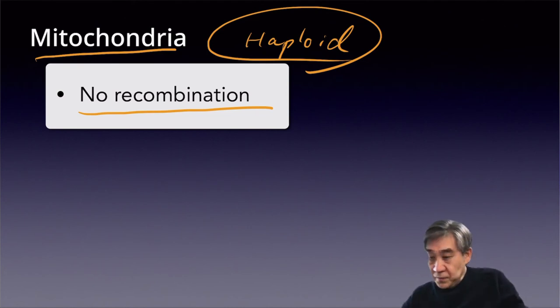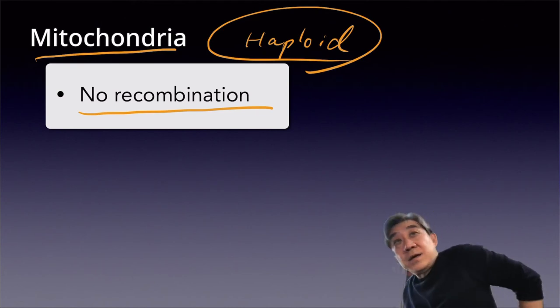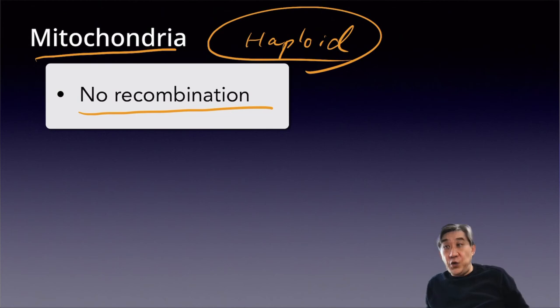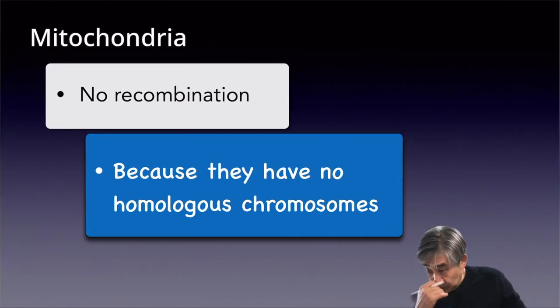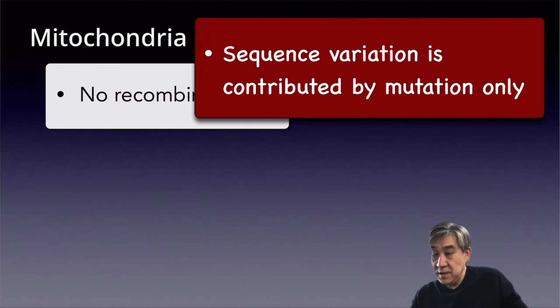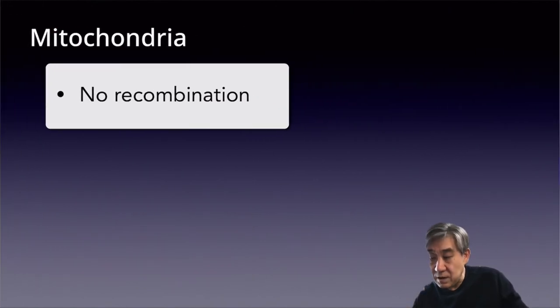So that's why mitochondrial DNA is a more popular choice for this practice. Okay, so no recombination means, because they have no homologous chromosome, that sequence variation is contributed by mutation only, in the case of mitochondria, basically.